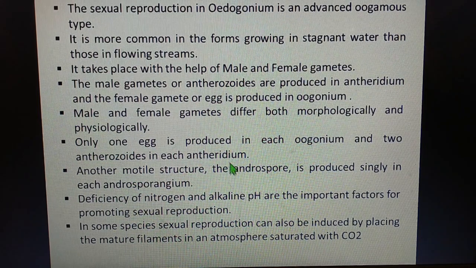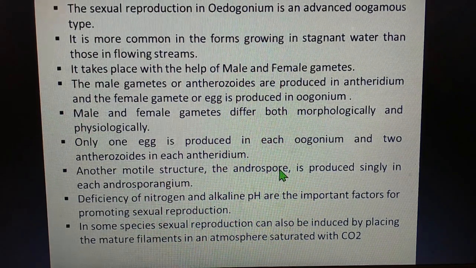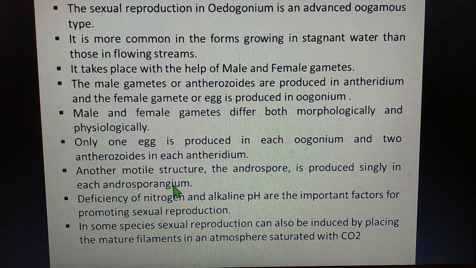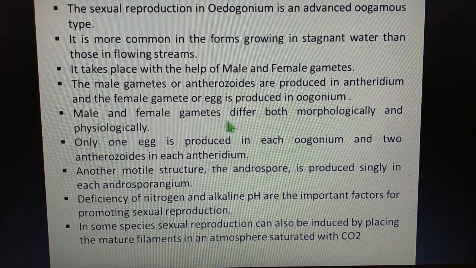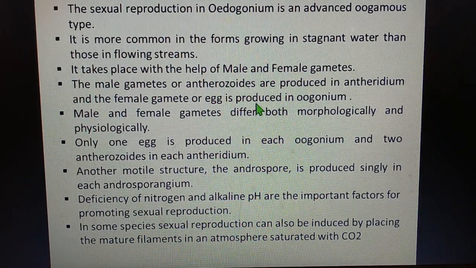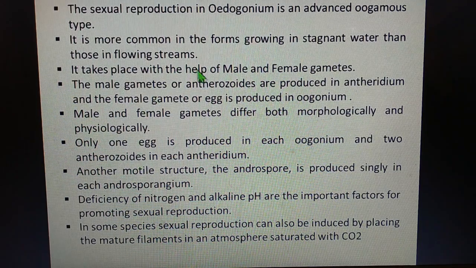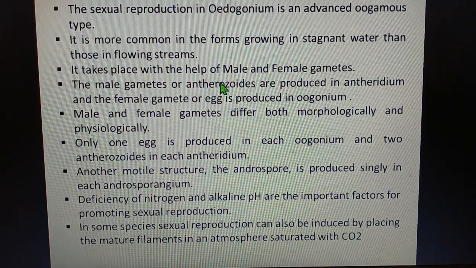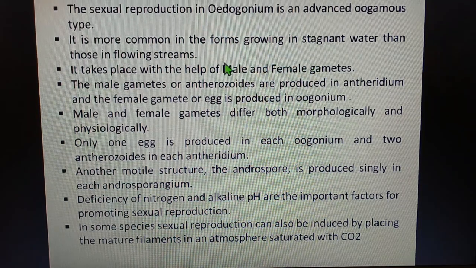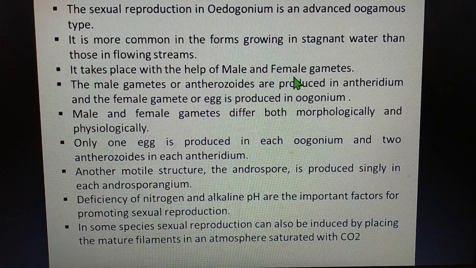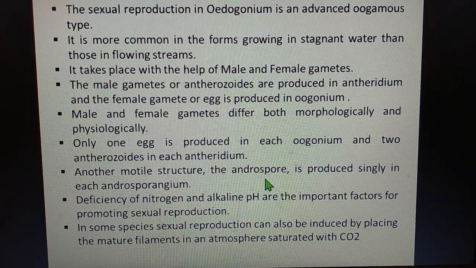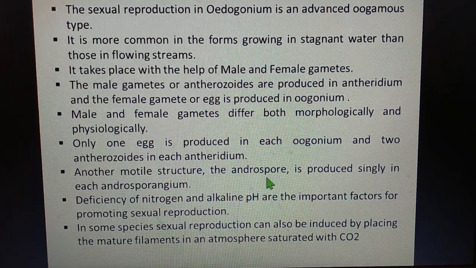Another motile structure is the androspore. Remember this one, we will study it. The androspore is produced singly in each androsporangium. When we study in detail about the male and female gametes, you will come to know the difference between the antherozoids and the androspore. The antherozoids and the eggs are the male and female gametes respectively. They will fertilize to give rise to a zygote, which will eventually give rise to a major filament. But the androspore is that spore formed in the androsporangium, which will give rise only to the dwarf male.